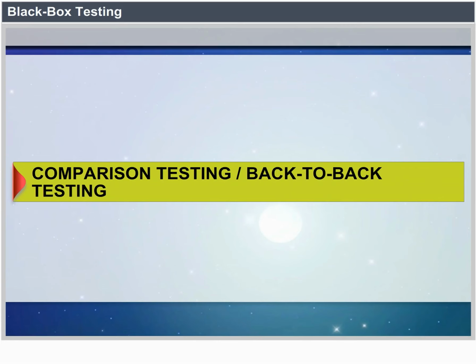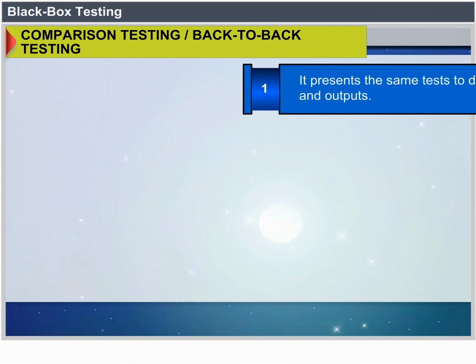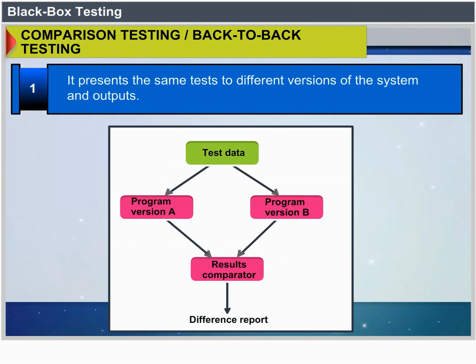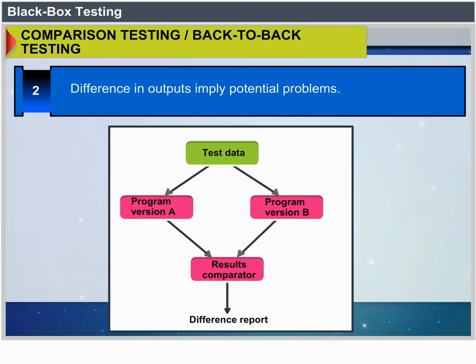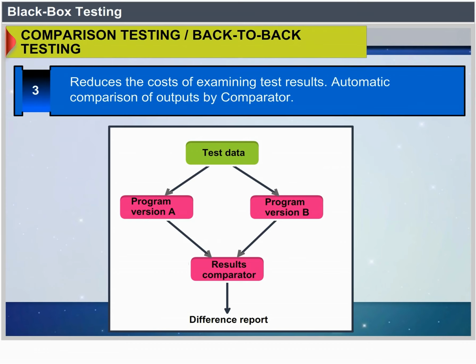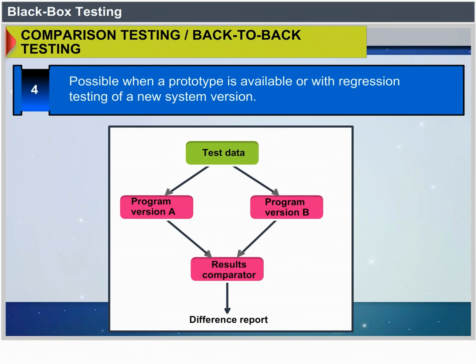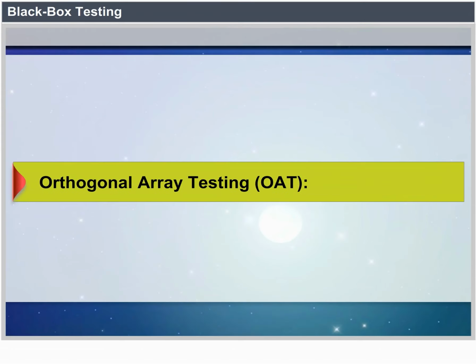Comparison testing, or back-to-back testing. It presents the same test to different versions of the system and compares outputs. Differing outputs imply potential problems. It reduces the cost of examining test results, with automatic comparison of outputs by a comparator. This is possible when a prototype is available, with regression testing of a new system version, and a difference report.